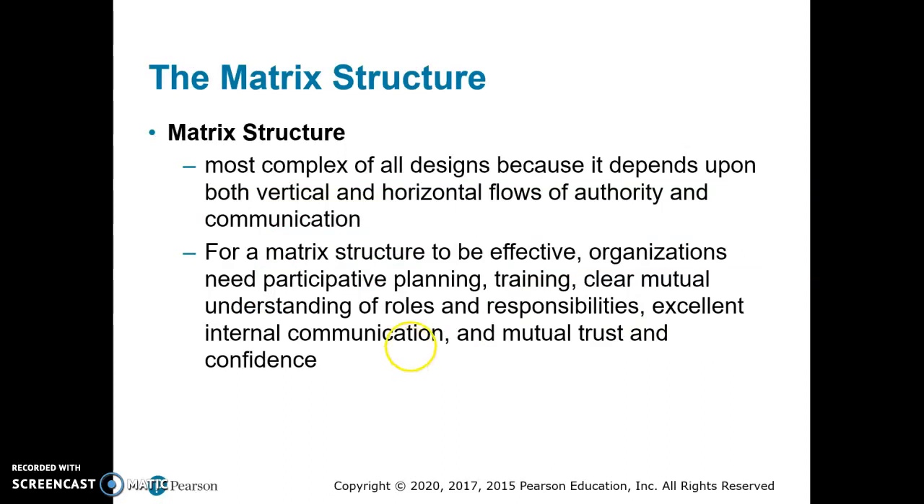There's also a matrix structure. This is the most complex of all designs because it has both vertical and horizontal flows of authority and communication. In order for this to be effective, you need to have participative planning, training, mutual understanding of roles and responsibilities, good communication, and trust and confidence.